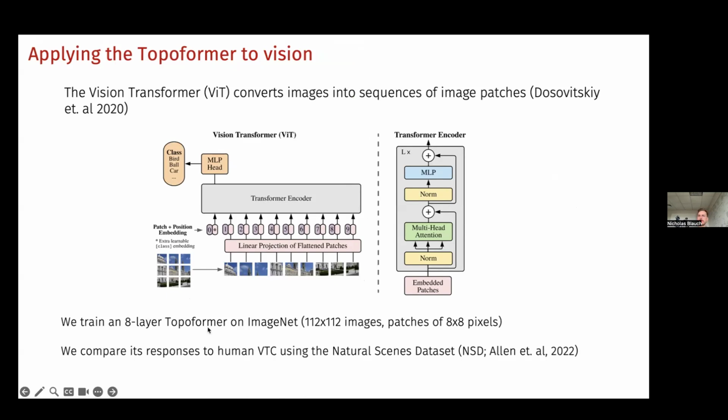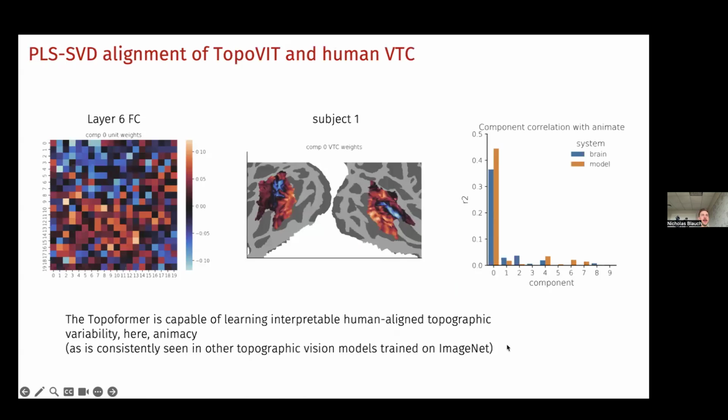So we just did some preliminary analyses here, training an 8-layer Topoformer on ImageNet. We used 112 dimensional images, patches of 8 by 8. And then I compared the responses to the human ventral temporal cortex using the Natural Scenes Dataset. And what we found here is that the organization is actually interpretable, because this is a vision model, and the vision components seem to just be more interpretable.